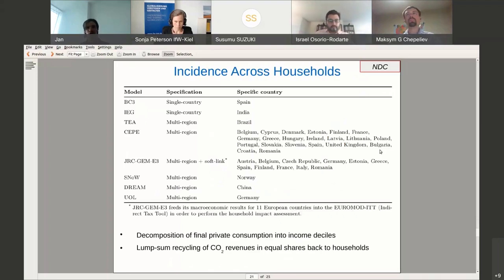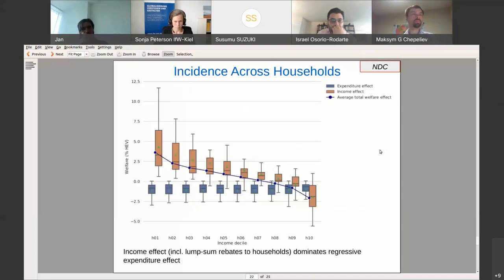Then to briefly go into the household analysis, we see that eight models have actually disaggregated final consumption into income deciles and have assessed the impact on the different households in a scenario where CO2 revenues are paid back to households in equal shares. And this is a summary of the findings.